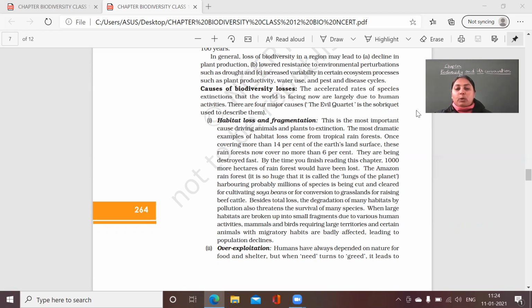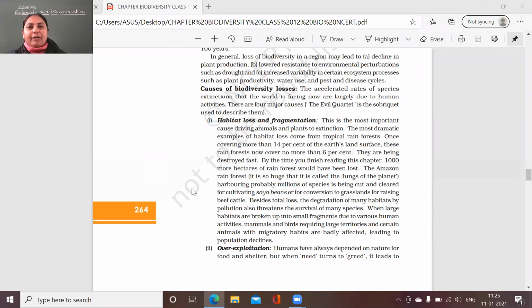So here, in order to support this statement, he has given the example of the rainforest, that is the tropical rainforest, and he is talking about the Amazon rainforest. How much of the earth's surface is the Amazon rainforest covering? It is covering 14% of the earth's land surface. And nowadays, due to human interference, the Amazon rainforest is being destroyed at a very alarming rate. Once they occupied 14% of the Earth's land area, but nowadays, due to human interference, the Amazon rainforest is left with only 6%.